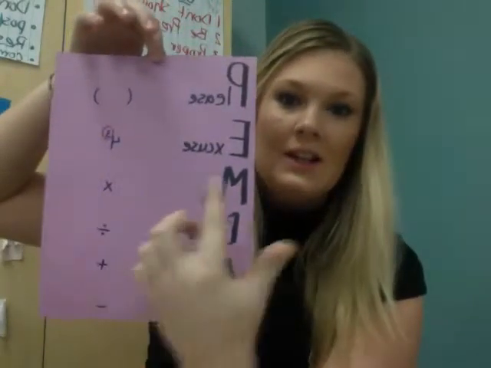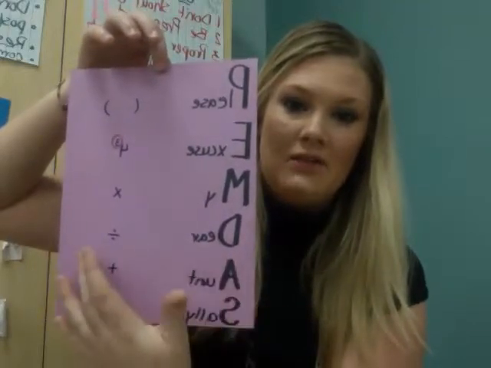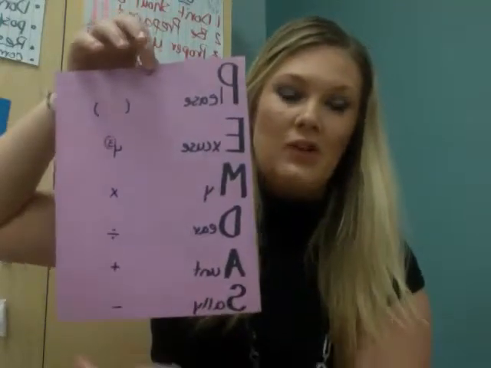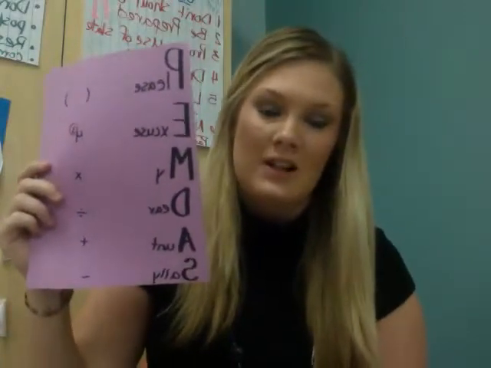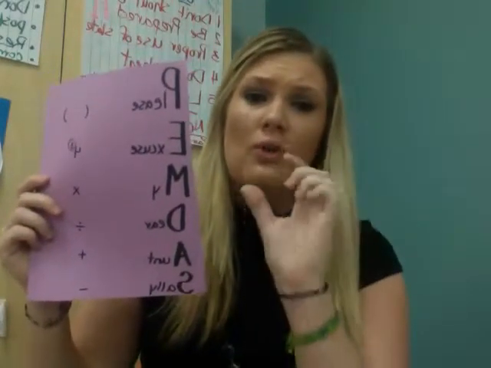So I'm just gonna show you how to remember the right order in which you can complete an operation. This is something that you should remember: Please excuse my dear Aunt Sally, okay? P is for parentheses, E is for exponents, M is for multiplication, D is for division, A is for addition, S is for subtraction. Whenever there are multiple operations in a problem, you need to remember, please excuse my dear Aunt Sally, so you know which to do first.